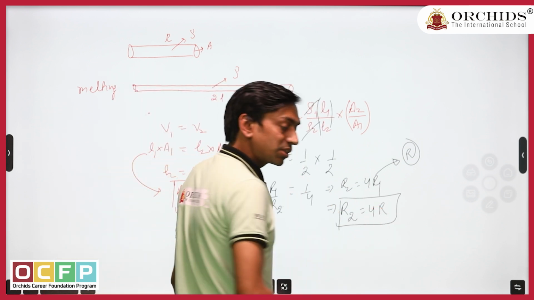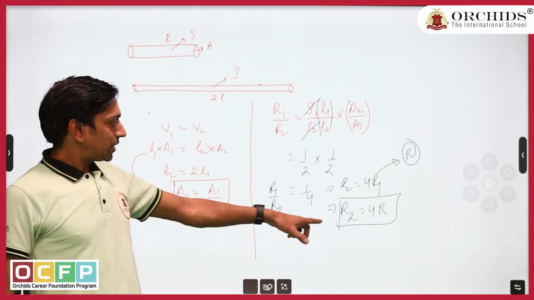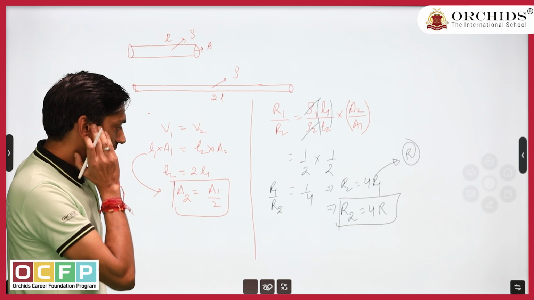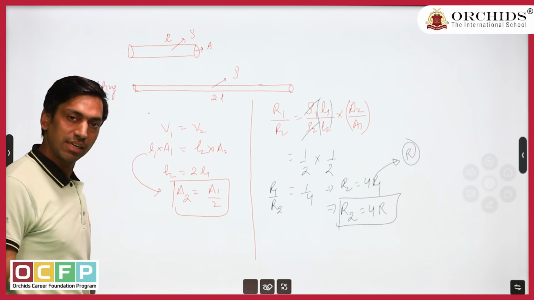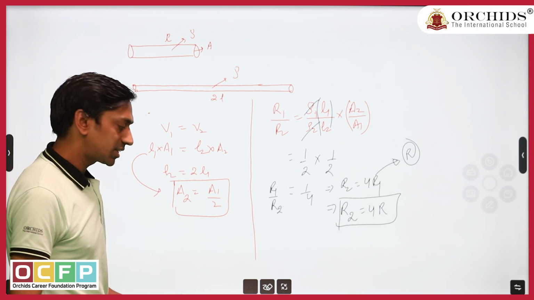Right. So sometimes they also ask about percentage change. The percentage change will be how much? 300%, because 4R minus R, divided by the original resistance R, comes out to be 300%. That question comes in MCQs. So this is how we have to tackle these kinds of problems.